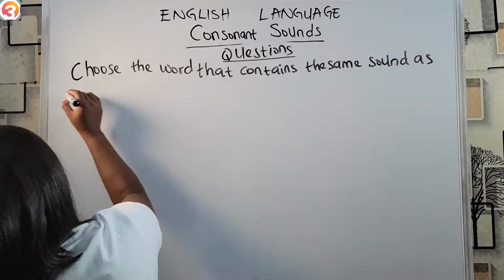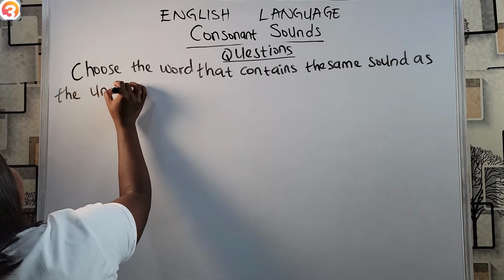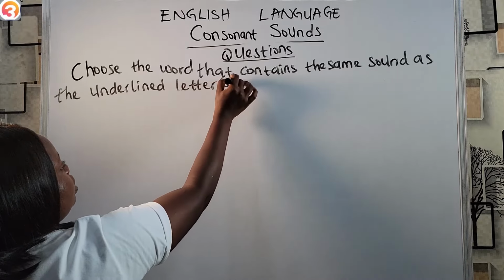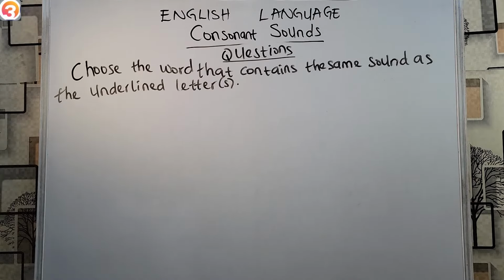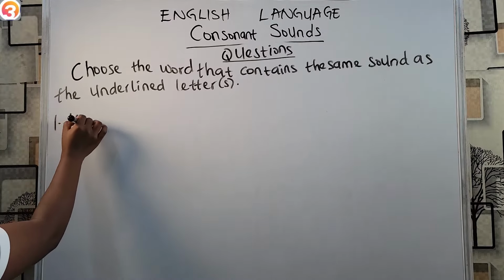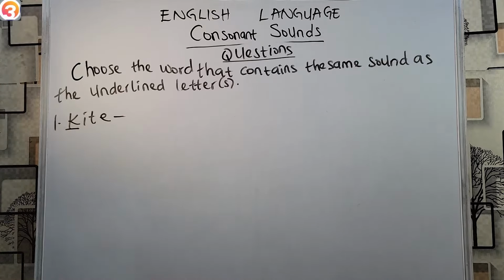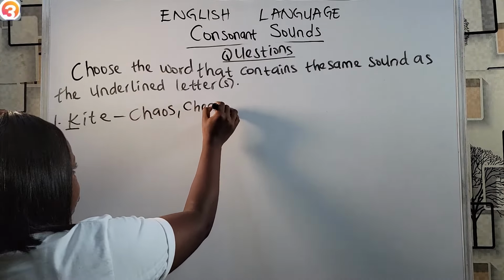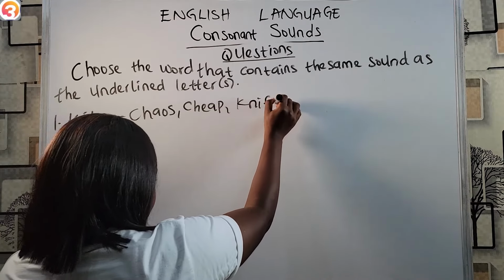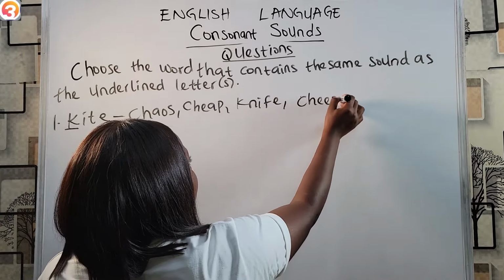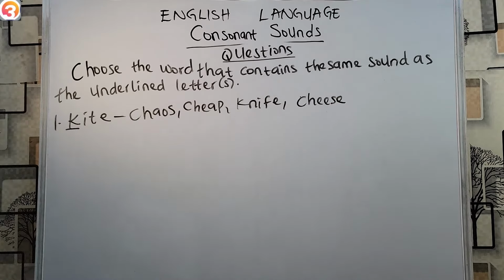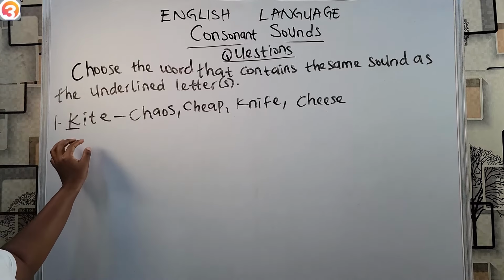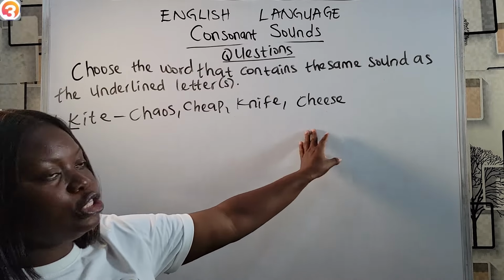As the underlined letters, letter or letters, as the case may be, depending on the question given to us. So if we are to have this, the first step would be to identify the sound underlined, the letters underlined. What sound does it contain? You identify it, and then you look for it in the options given.